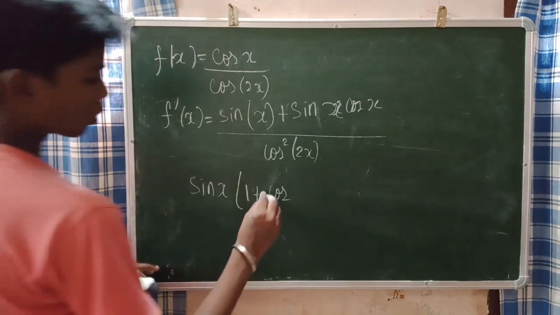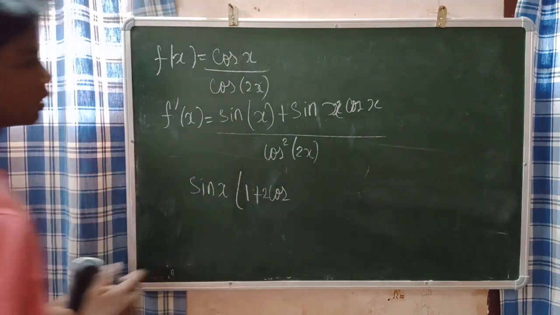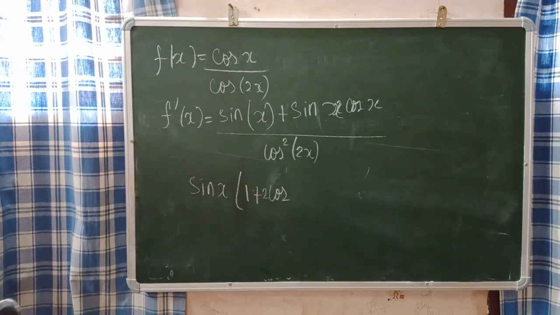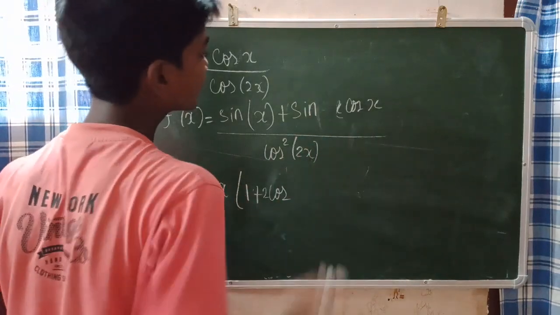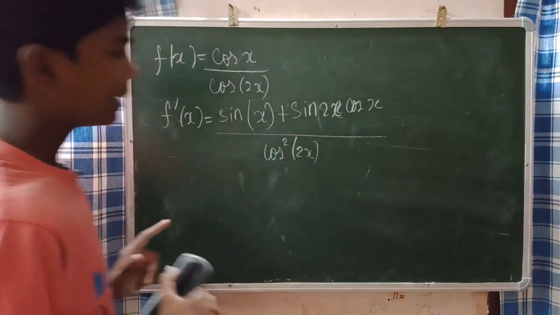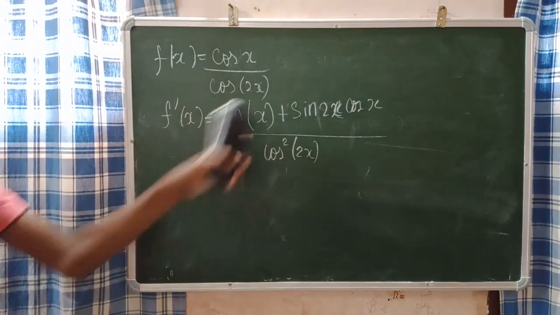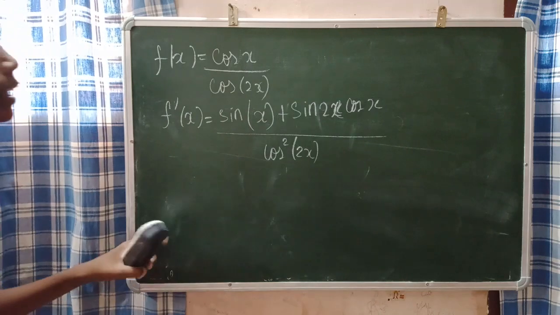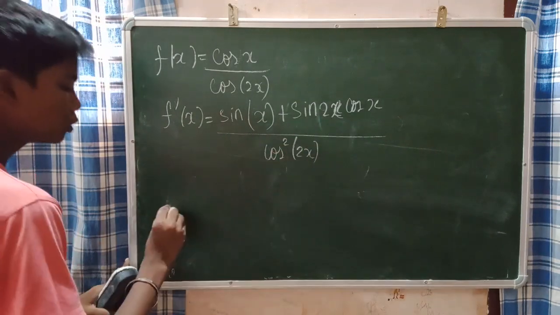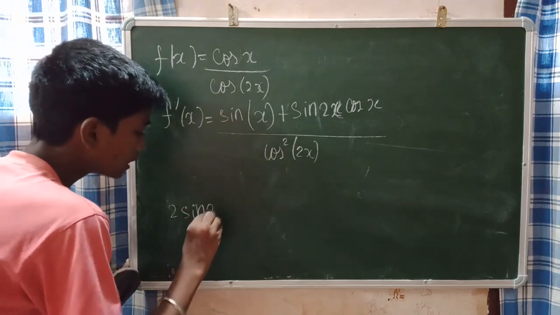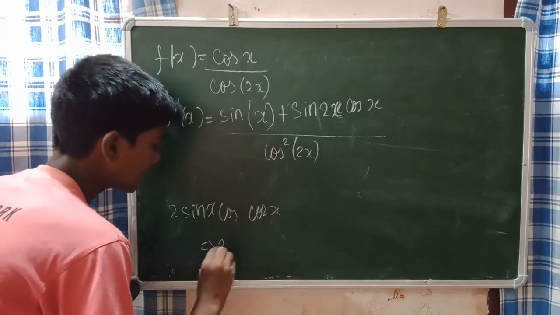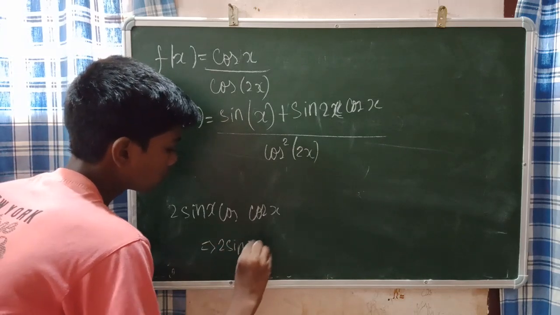So 2 cos square x. I will repeat once again, guys. What I am doing is a very easy task. I had sin 2x. I'll first explain what I did here. Sin 2x into cos x. What is sin 2x? Sin 2x is nothing but 2 sin x cos x, your double angle formula. So 2 sin x cos x into cos x will be 2 sin x cos square x.